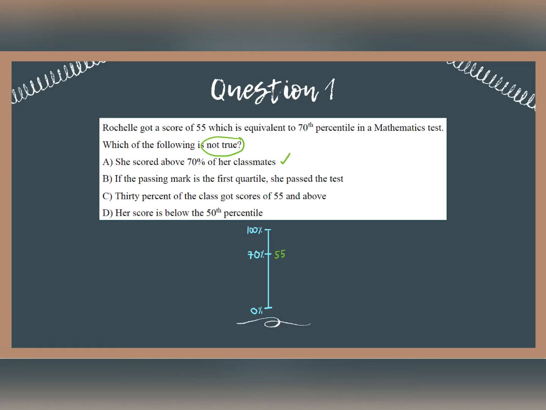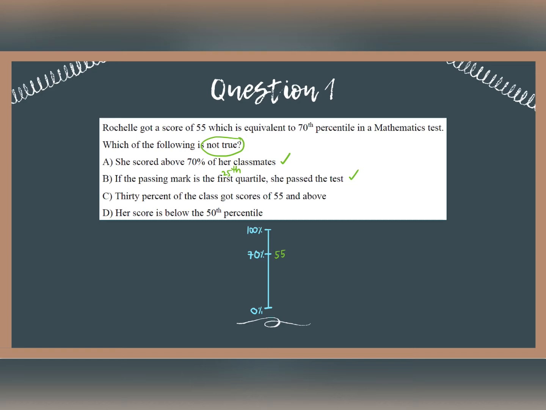And then, if the passing mark is the first quartile, she passed the test. So the passing mark is the first quartile. The first quartile is actually the 25th percentile. So since it is the 25th percentile, her 70th percentile is higher than the 25th percentile, so she passed the test. So it is correct.